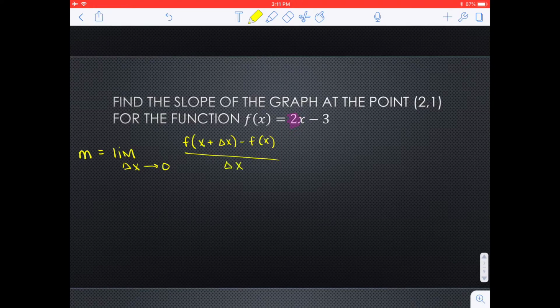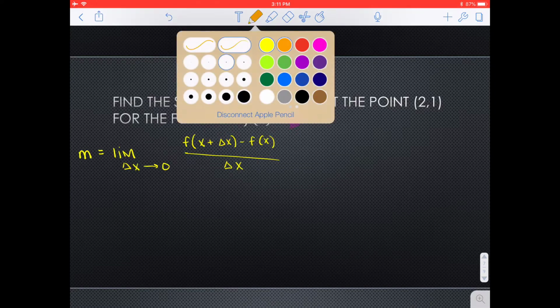Now, when I taught you the difference quotient, instead of delta x, I used h. Feel free to replace every delta x with h here. You do not have to use the delta x, okay? So just kind of keep that in mind. So now I'm going to actually solve this. So I'm going to go off to the side. I'm going to do this in different colors.